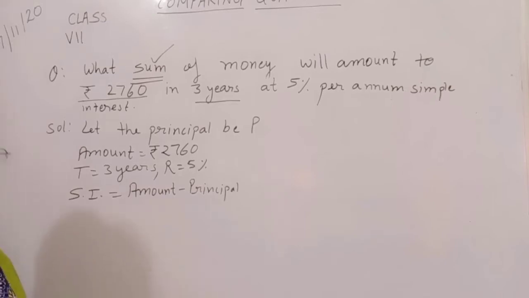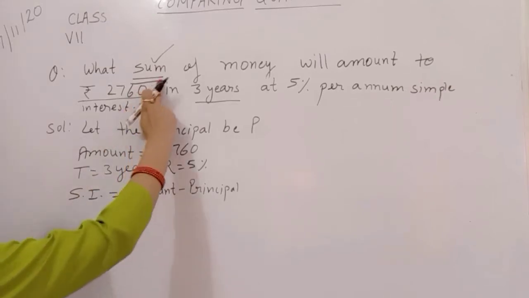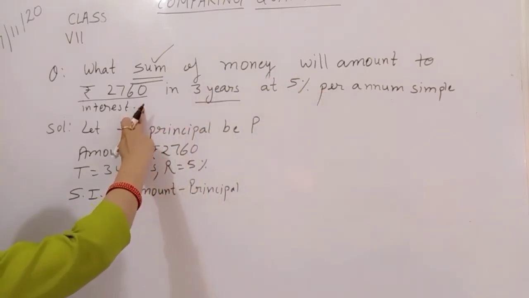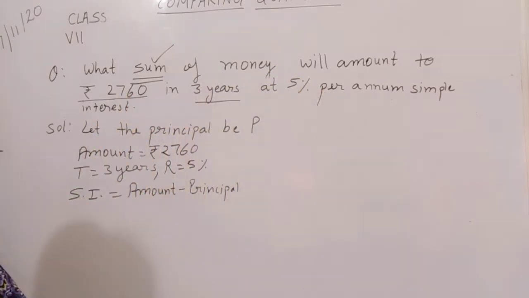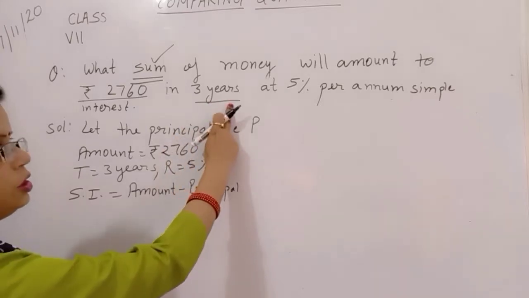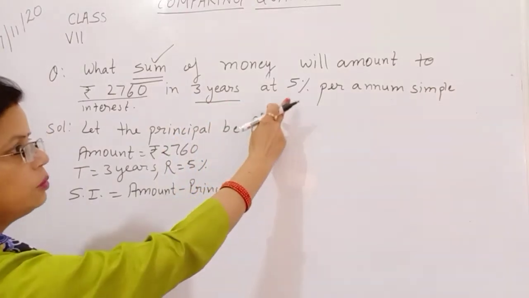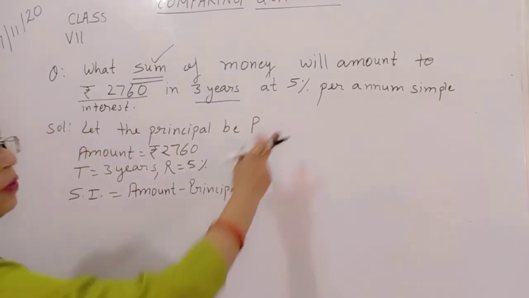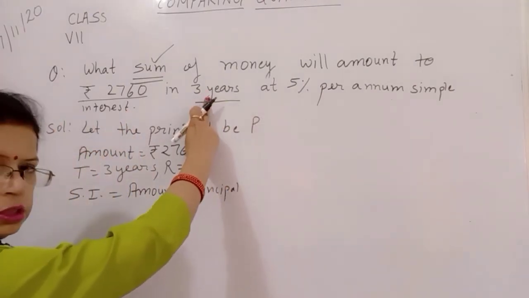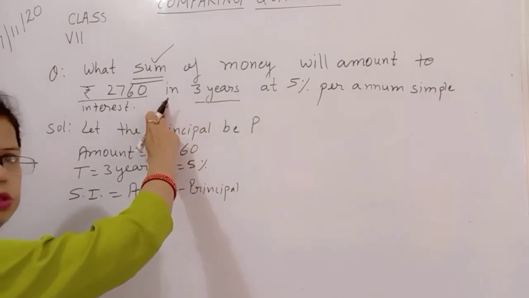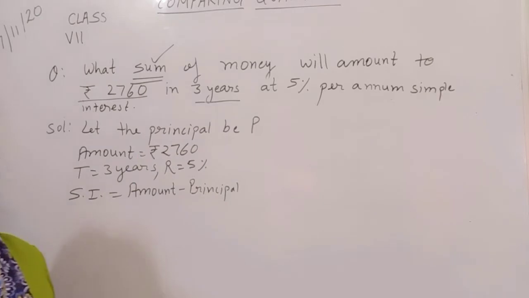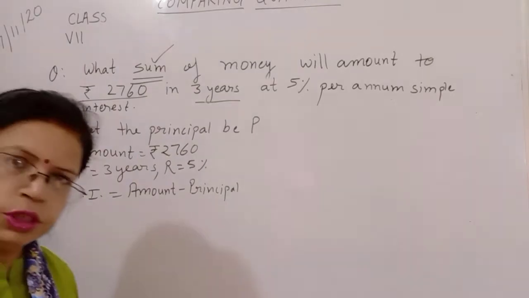So, students, our next question is, what sum of money will amount to 2760 rupees in 3 years at 5% per annum simple interest. Simple interest rate is 5%, time period is 3 years, and the value of the amount is given, and you will find the sum of money. Sum of money means you have to calculate the principal.